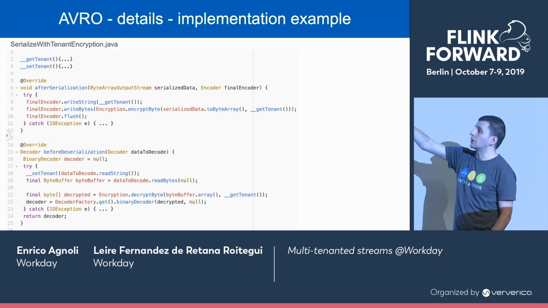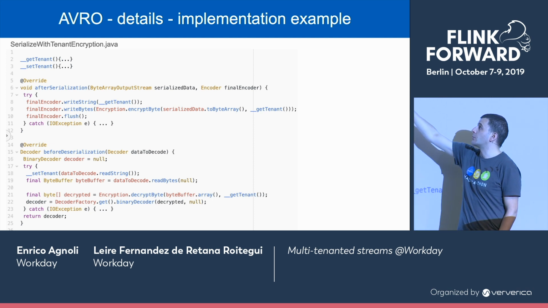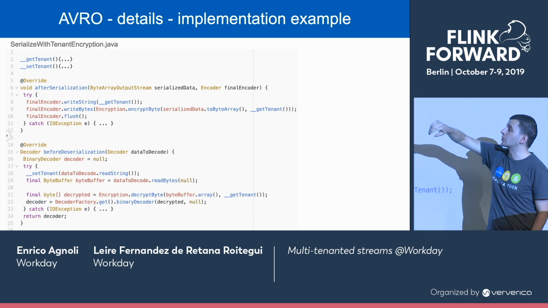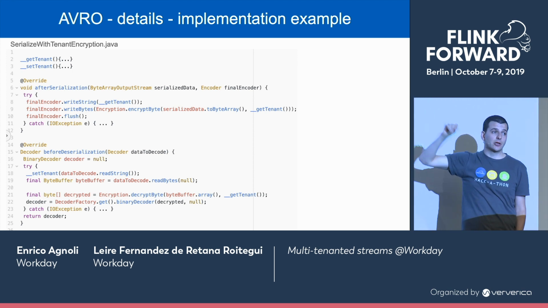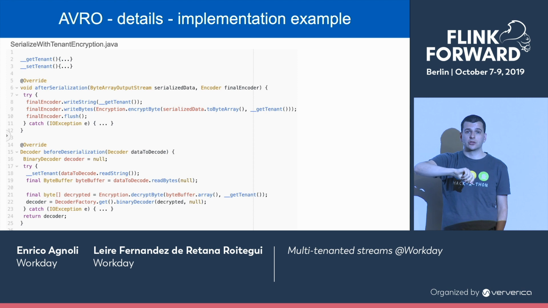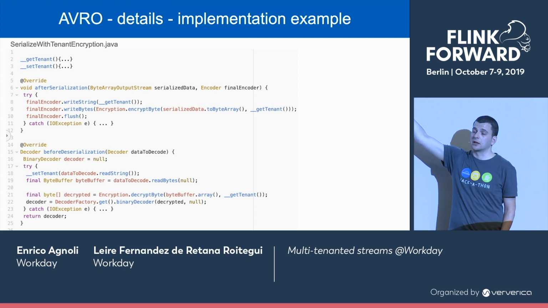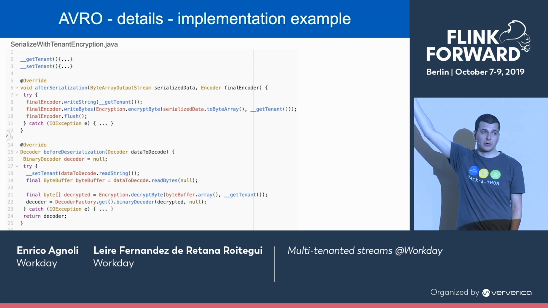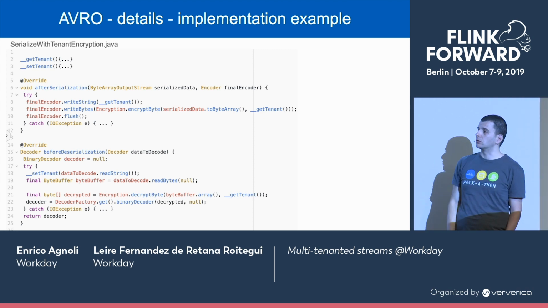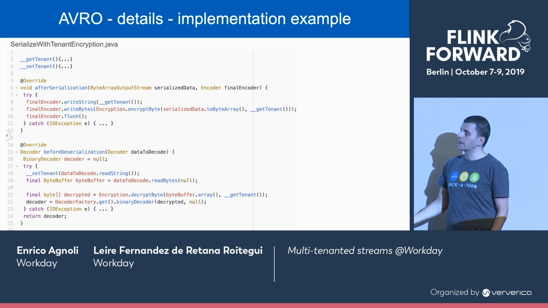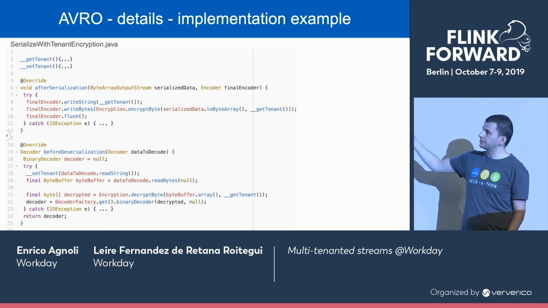And then using our security library, we do the encryption, passing the binary set that we want to encrypt and the tenant that will be used in the library to reach out to this service, get the key and encrypt the data. And then we send it back to AVRO to proceed sending to the network layer or to the file system layer.